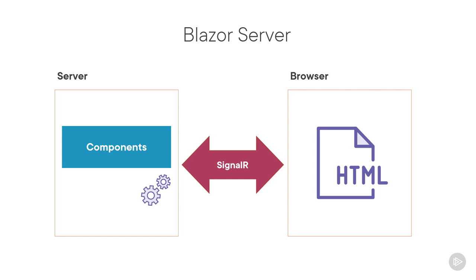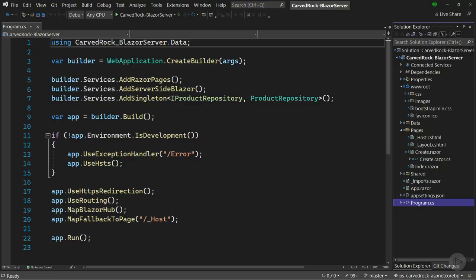The state of the application is still kept on the browser, and that's probably why this is still regarded as a client-rendered application, even though the actual rendering is done on the server. Let's take a look at the Blazor Server application. The good news is that every component I showed you in the Blazor WebAssembly application is exactly the same here, so I will not show them again.